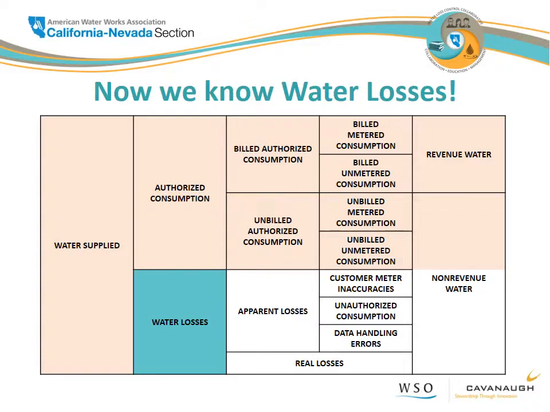So with those two big volume determinations, water supplied and authorized consumption, we can now determine what of our water supplied is not in authorized consumption. We do a simple subtraction, water supplied minus all of that authorized consumption, and we've got our first estimation of our total water loss volume.